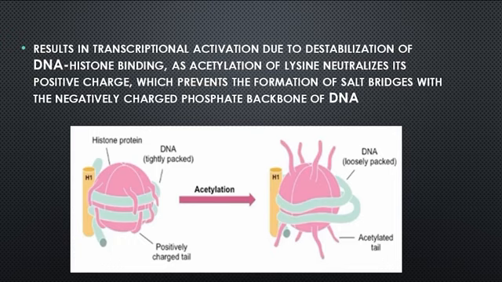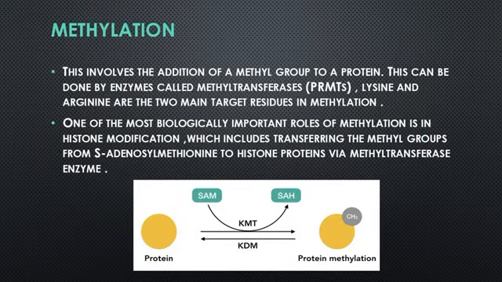In the figure, acetylation of the tail in histone protein resulted in loosely packed DNA. Methylation. The addition of a methyl group to a protein. This can be done by an enzyme called methyltransferase. Lysine and arginine are the two main amino acid target residues in methylation.